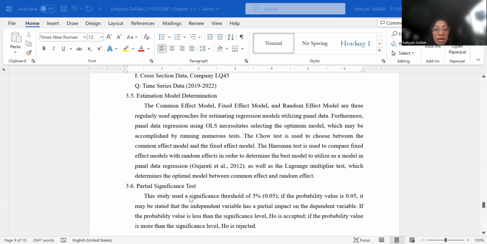And for the estimation model determination, the common effect model, fixed effect model, and random effect model are three regularly used approaches for estimating regression models utilizing panel data. Furthermore, the panel data regression using OLS necessitates selecting the optimum model, which might be accomplished by running numerous tests. The Chow test is used to choose between the common effect model and the fixed effect model. And the Hausman test is used to compare the fixed effect model with the random effect model in order to determine the best model to utilize in the panel data regression. As well as the Lagrange multiplier test, which determines the optimal model between the common effect and random effect.